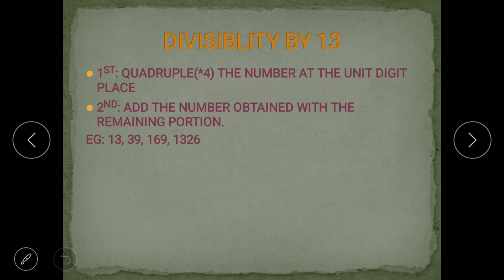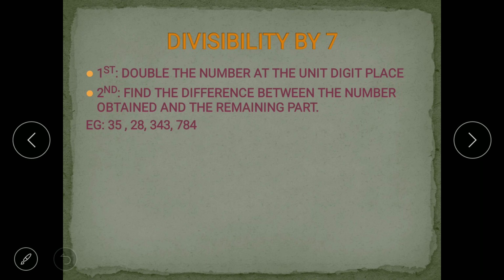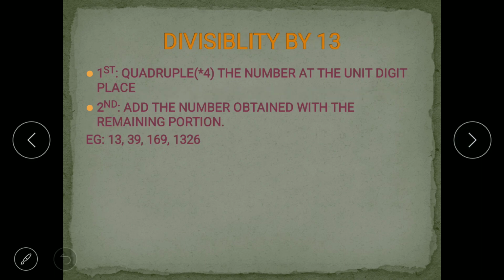In case of 13, you quadruple the number, that is, you multiply the unit digit with 4, and in the second step you have to add the number, not find the difference. Clear? There it was difference, here it is add. Let's see with an example.